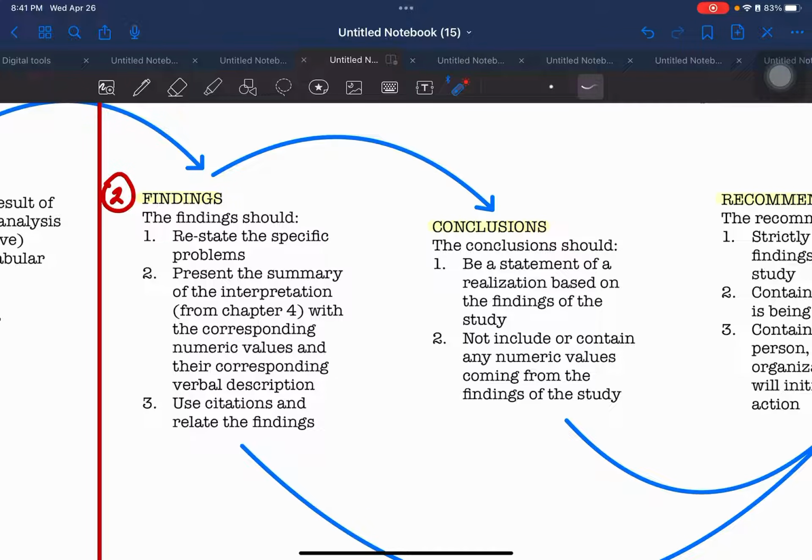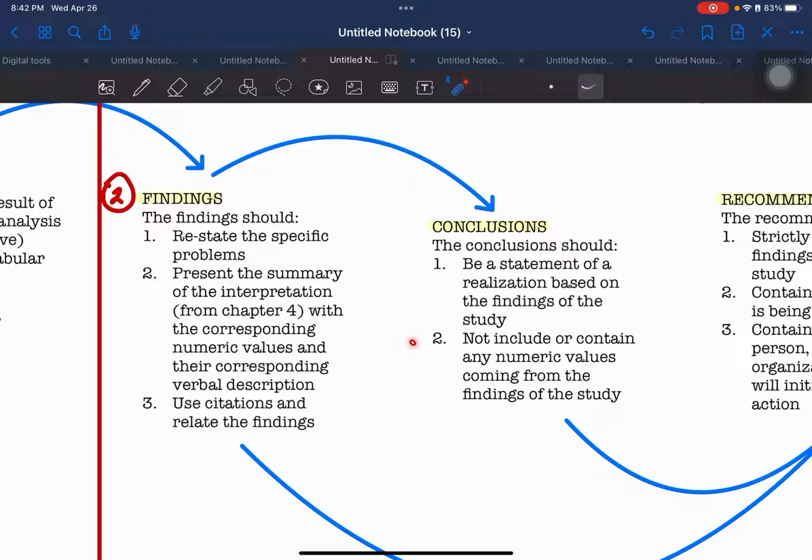Now, if that is your conclusion, make sure that you can back that up with evidence. And that evidence or proof or fact should come from the findings of the study. Kapag kayo nagsabi ng isang statement dito sa conclusion, kailangan meron kayong ebidensya na manggagaling sa findings of the study. That is what we mean by number 1. It is a statement realization based on the findings of the study.